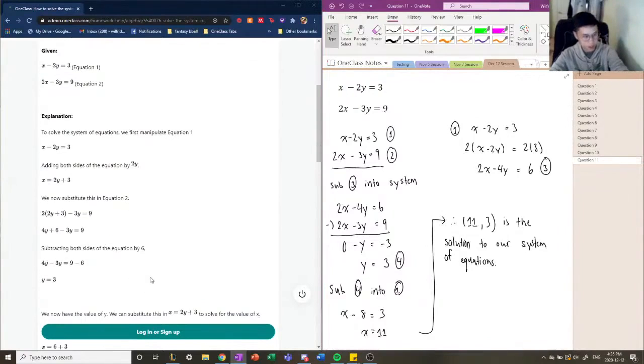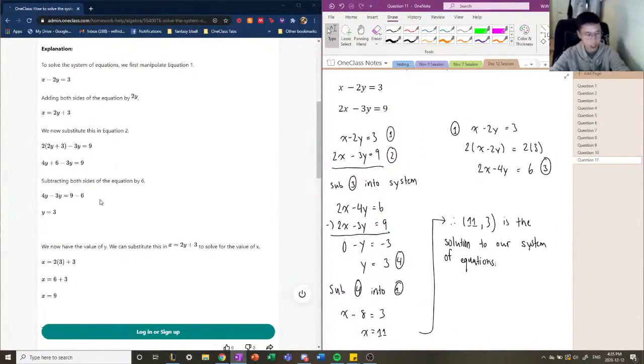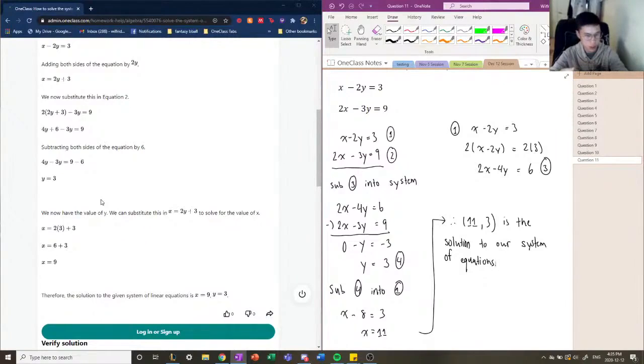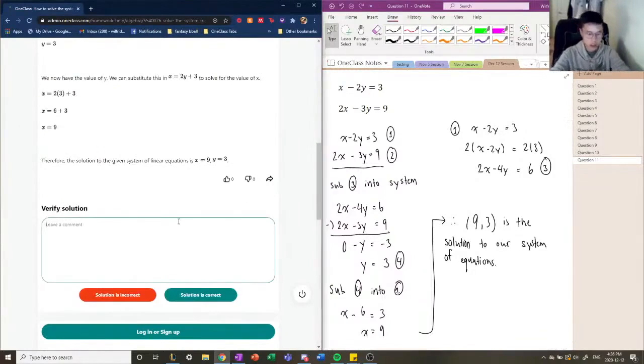So the junior tutor here, they used substitution instead, which is technically also valid, and they came up with the same solution. Okay, yeah, I'm being stupid. Sorry about that. 3 times 2 is 6, not 8. I must have been looking at this 4. Okay, so this should be 9. So actually it'll be 9. Okay, sorry about that. So it'll be 9 and 3. Okay, so this solution is correct.